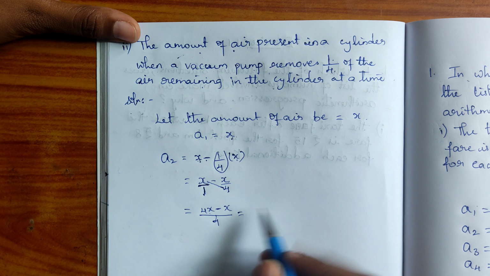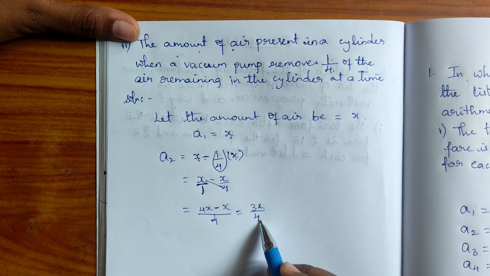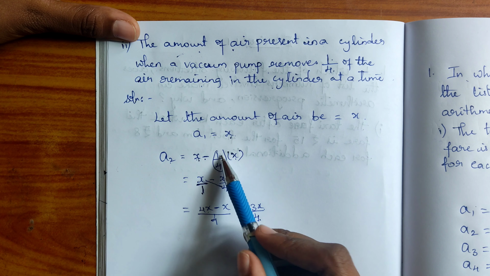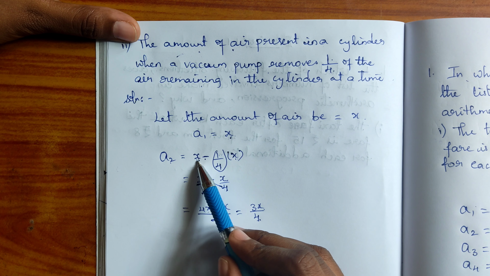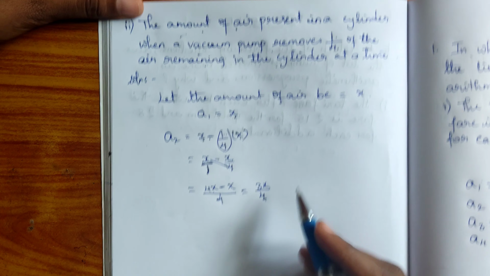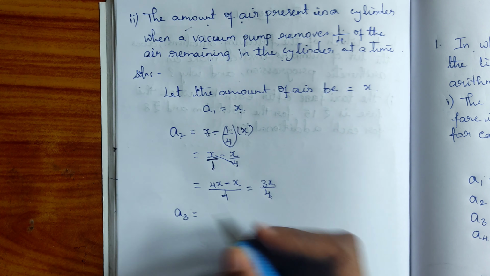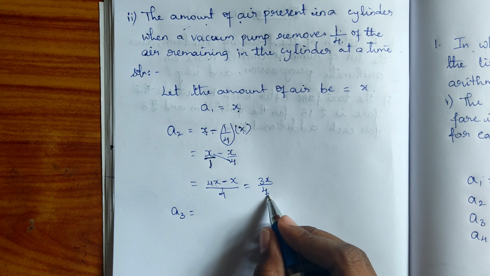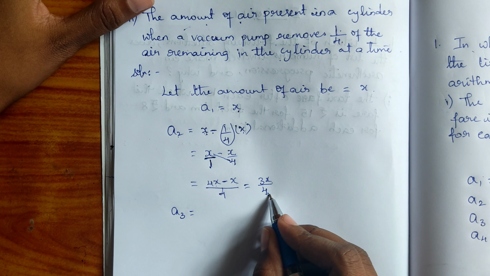So 4x minus x is 3x divided by 4. So the A2 value is 3x by 4. When we remove 1/4 of the volume of that air from the beginning volume of air, we are getting 3x by 4. So let us do A3. That is, the first time when you remove 1/4 of air, the remaining air is 3x by 4.